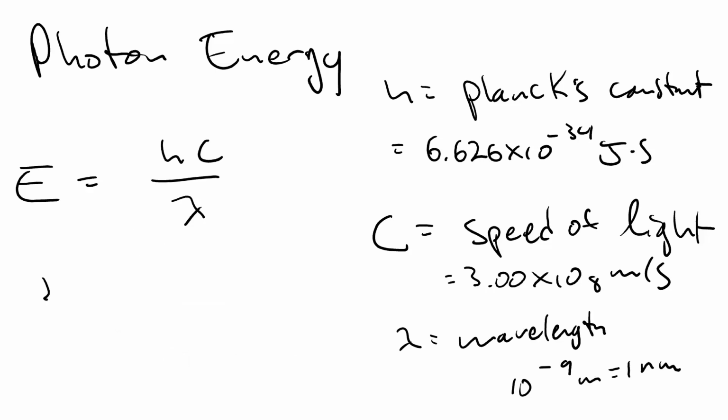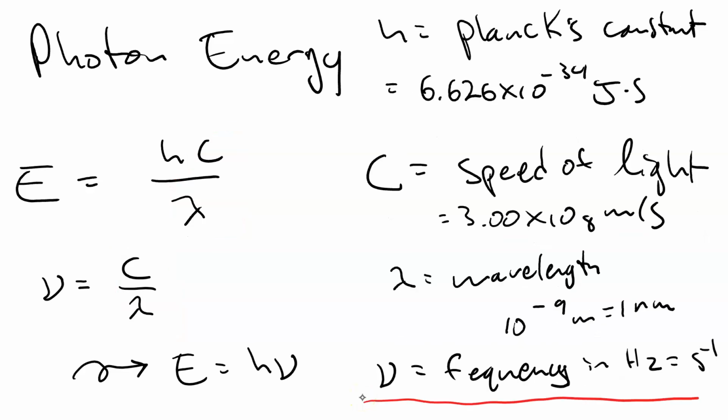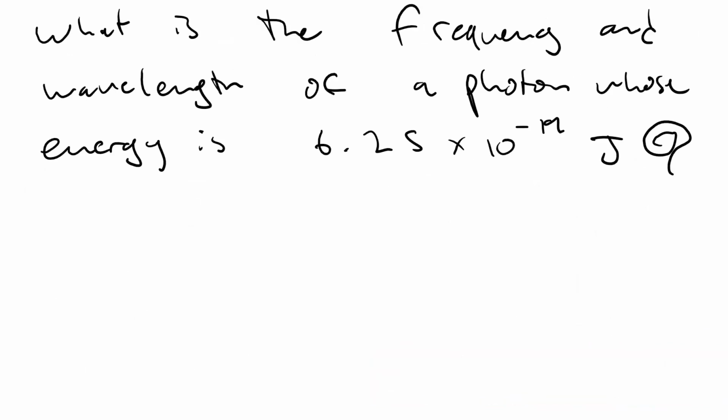There's another important equation. Nu, which is frequency, is equal to c over lambda. So you see this, it also shows up right here. If you make a substitution, you have E equals h nu. Again, nu is frequency, and it's measured in the units called hertz, which are the same as inverse seconds or 1 over seconds. Let's do some examples.